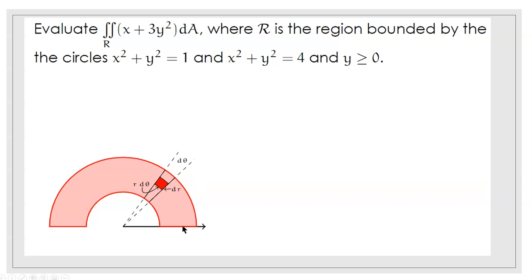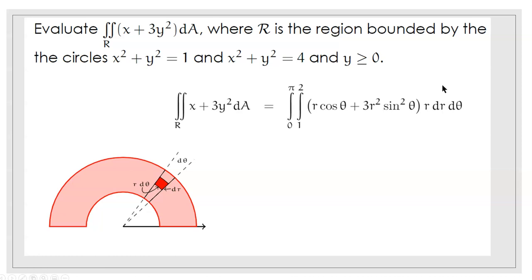So I'm integrating, well, theta is going from 0 to pi. This has a radius of 1, this has a radius of 2, so r goes from 1 to 2. I need to plug in x equals r cosine theta, y equals r sine theta, and then we multiply by r and get this mess. Now, before I integrate, I'm going to run the r through.